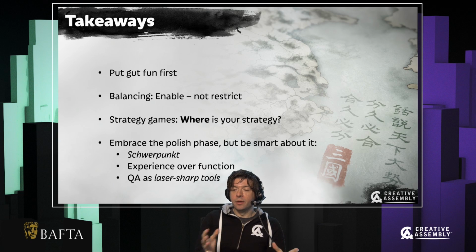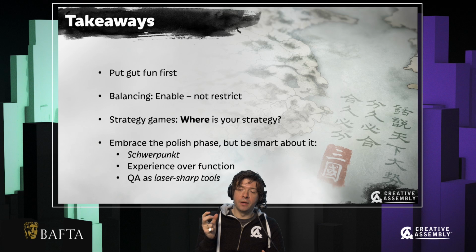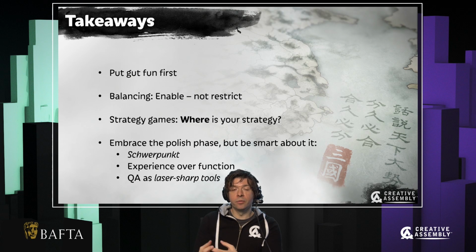And finally, embrace the polish phase, but be smart about it. Think about Schwerpunkt. Remember experience over function. And then finally, it cannot be stressed enough: build a strong QA team. Use them as laser sharp tools to analyze your game, and not just as testers who check if it functions. They can really help, once you identify the right forum for your analysis, to provide that high quality feedback.